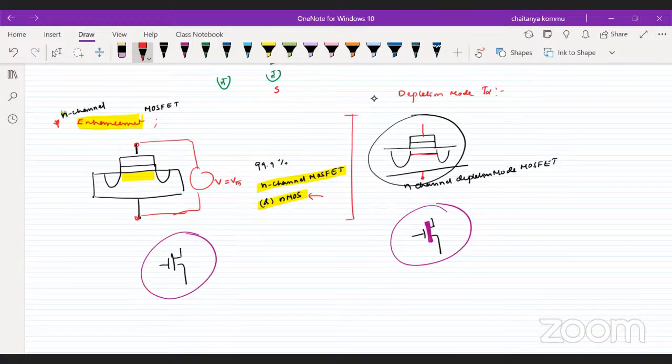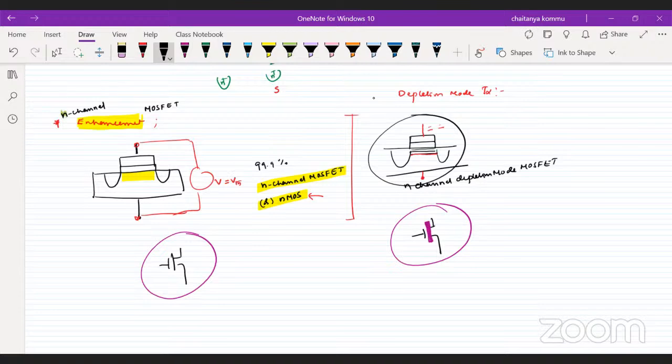If you want to remove this channel, what do I have to do? If it is an N-channel, I have to apply a more negative voltage here. If I apply the negative voltage, the channel will decrease from that point to this much, and further we can decrease it like this. Like this, we decrease the entire channel by applying a more negative voltage. We use this in our circuits to make certain kinds of circuits.